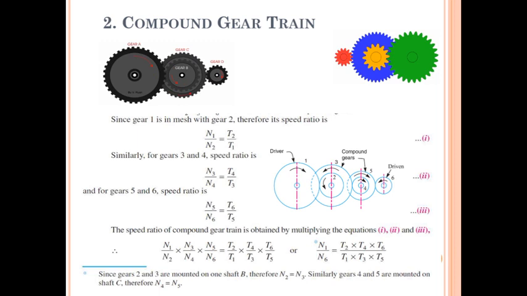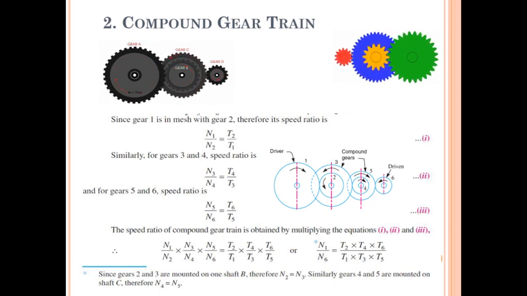Then the total velocity ratio for this gear train can be found by multiplying these velocity ratios as N1 upon N2 into N3 upon N4 into N5 upon N6, which in terms of teeth you can write. Now cancel out the velocities for gears 2 and 3 because these are mounted on the same shaft. These will have the same velocity. N2 and N3 will get cancelled. Gears 4 and 5 are mounted on the same shaft, therefore N4 and N5 will also get cancelled. Therefore the remaining velocities will be N1 upon N6.